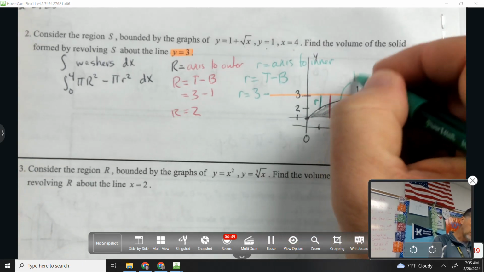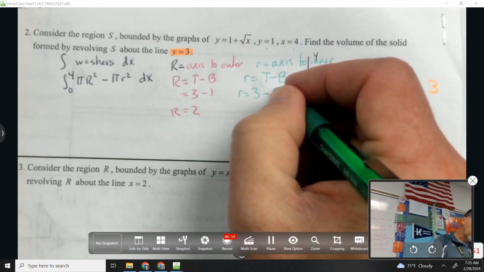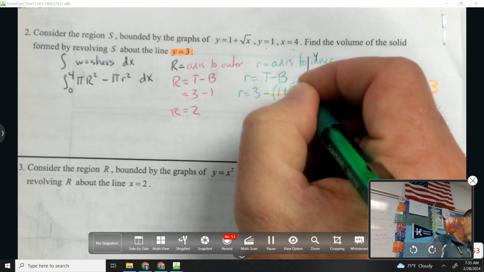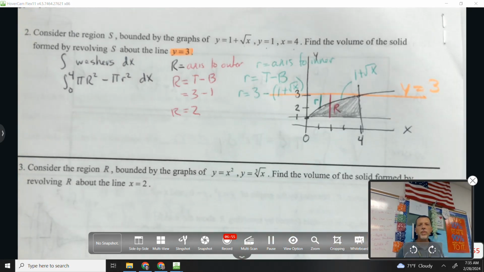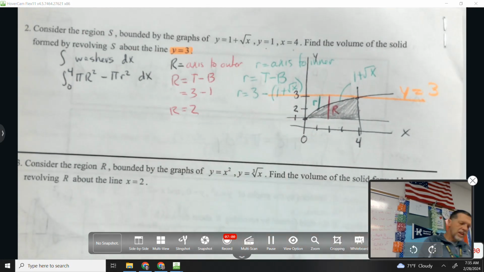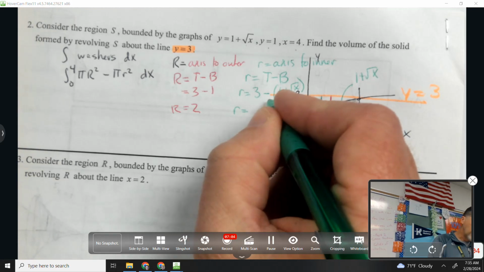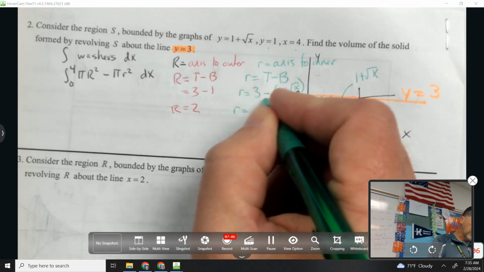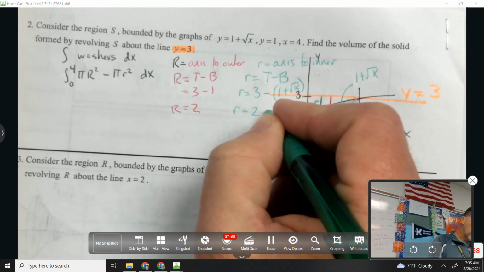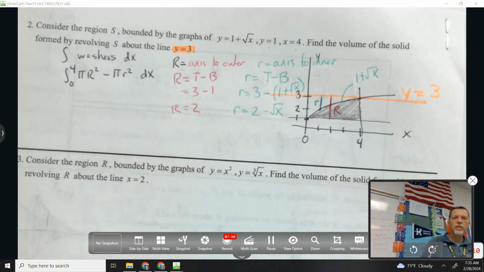Yeah, that's 1 plus square root of x. So 3 minus 1 plus square root of x. I guess you could leave it like that, but that's going to be a lot of typing when it comes to the calculator. So I would go ahead and distribute that minus sign. 3 minus 1 is 2, and then minus square root of x. But you really don't have to do any algebra. You can just jam it all in the calculator and have the calculator do everything.